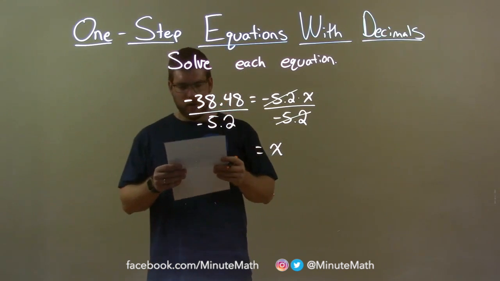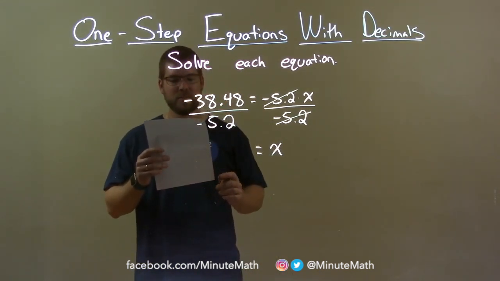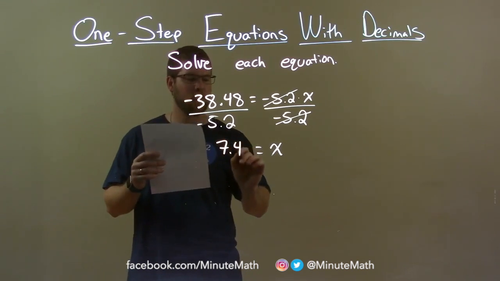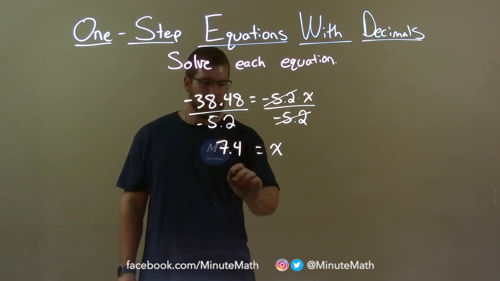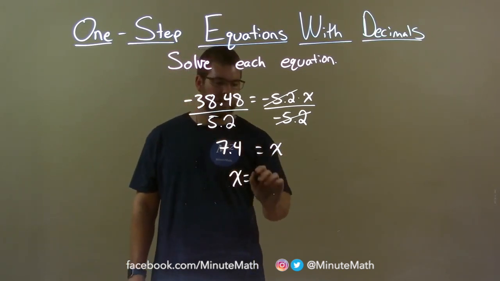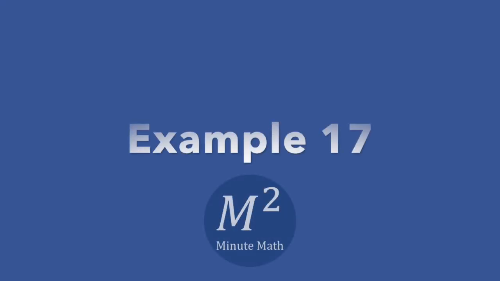On the left, we're left with, well, negative 38.48 divided by negative 5.2, which is a positive 7.4. Remember, a negative divided by a negative is a positive. We can rearrange this to have x come first. So we have x equals 7.4, and that is our final answer.